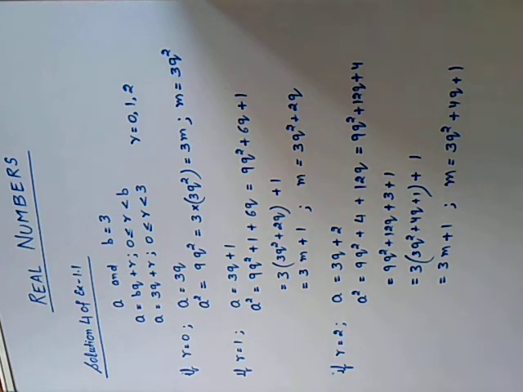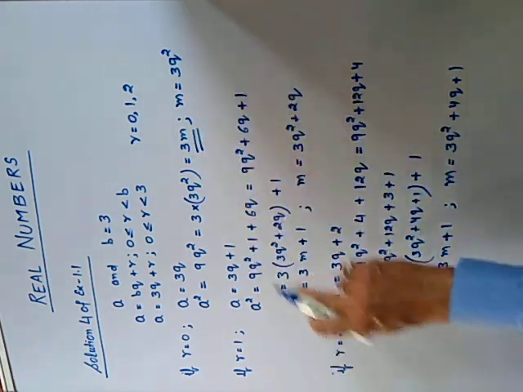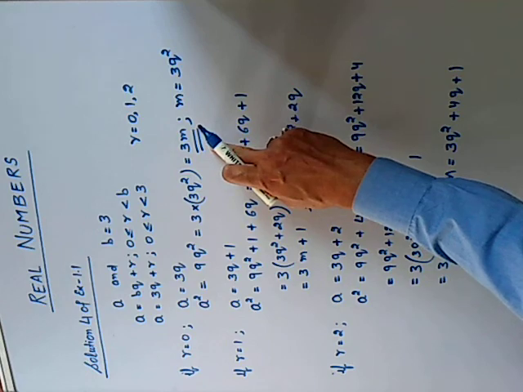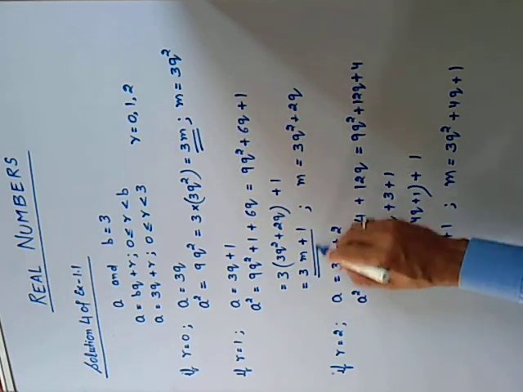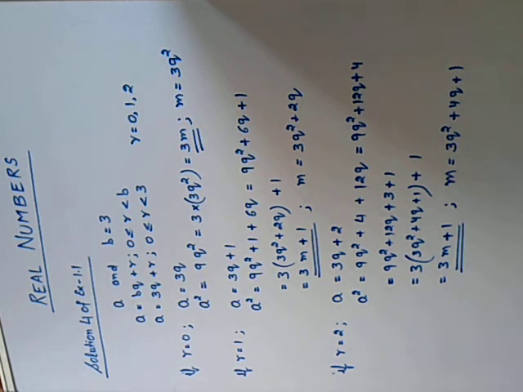So you can see square of any positive integer is of the form 3m or 3m plus 1. In all the cases, we have proved that square of any positive integer is of the form 3m or 3m plus 1.